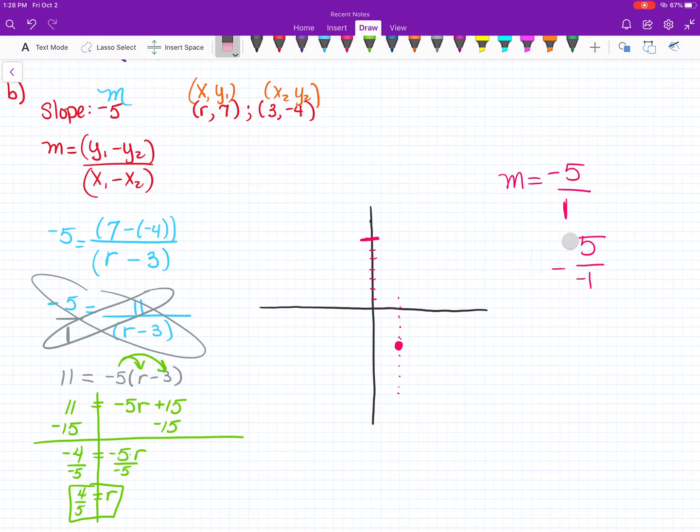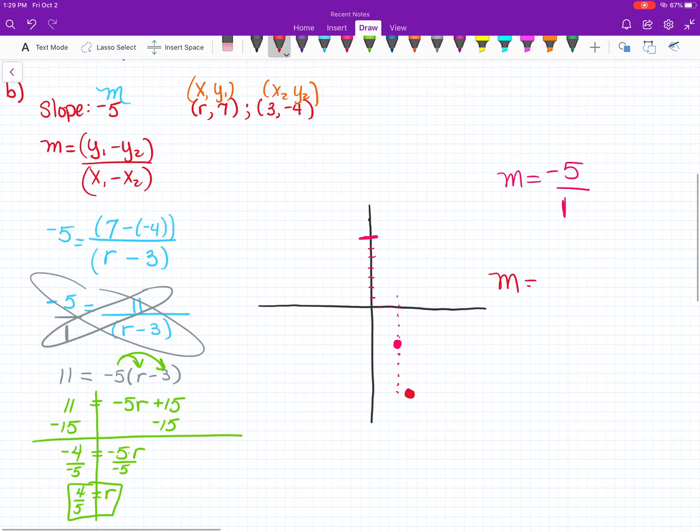And I was starting to think I had made a mistake because something wasn't looking right. I went down 5, 1, 2, 3, 4, 5, and then I went left. If I go down 5 and to the left, that makes a positive slope. I did that wrong. I need to go down 5 and to the right. That's the slope I'm looking for. So then when I do the other slope, is it really another slope? No, it's the same slope. These are the same slopes. I'm just going to move in the other direction.